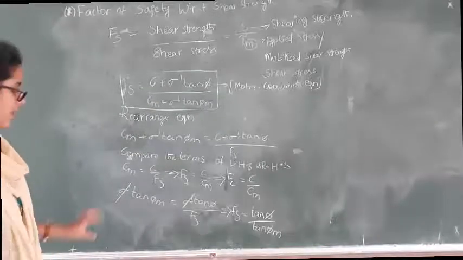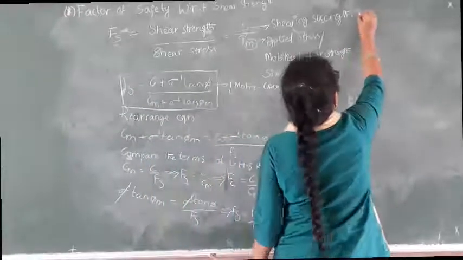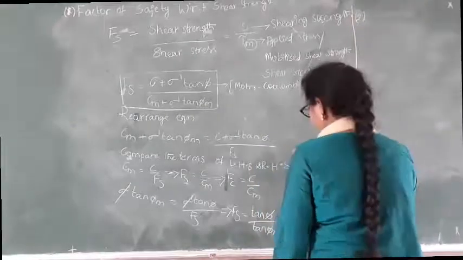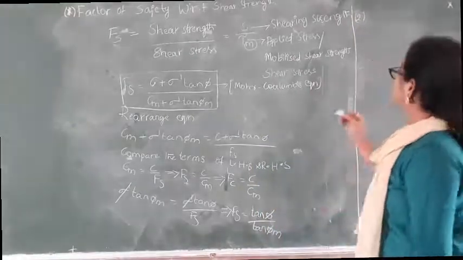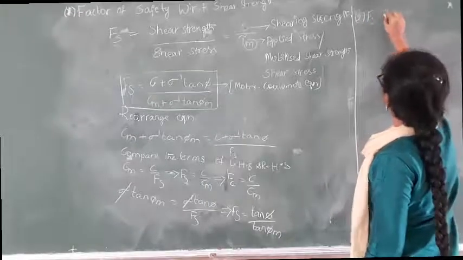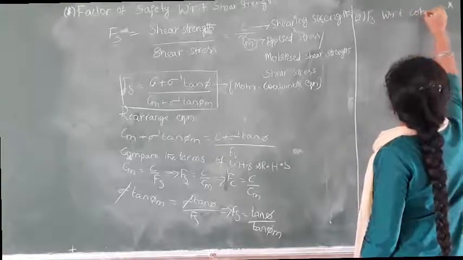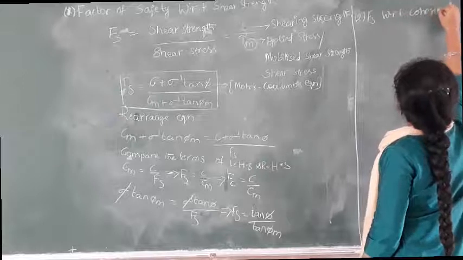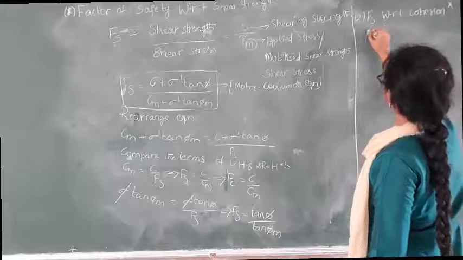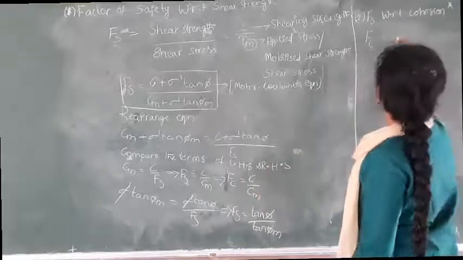And we'll write the factor of safety. Factor of safety with respect to cohesion. The second definition: factor of safety with respect to cohesion. So it is Fc now. Fc is equal to what? C by Cm.